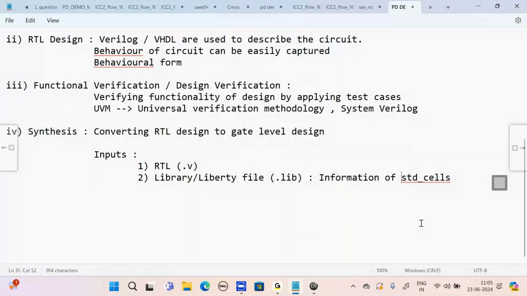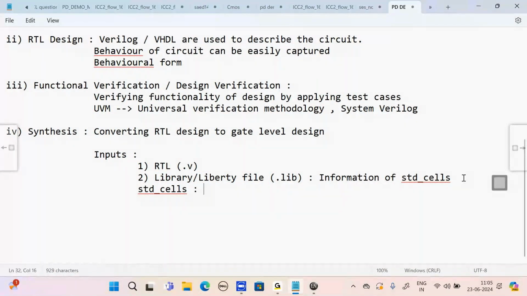So that is present in the Liberty file. So during synthesis we have to give this Liberty file. So what is the meaning of standard cells? What is the meaning of standard cells?